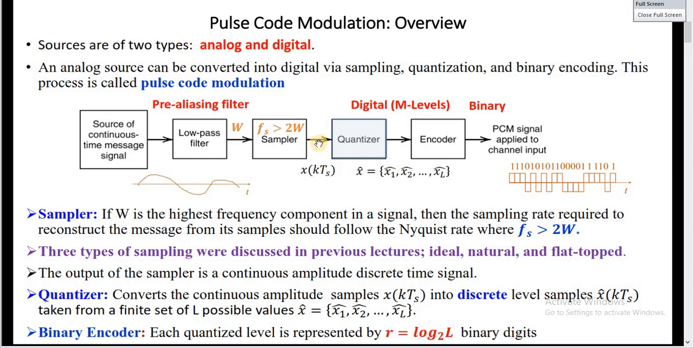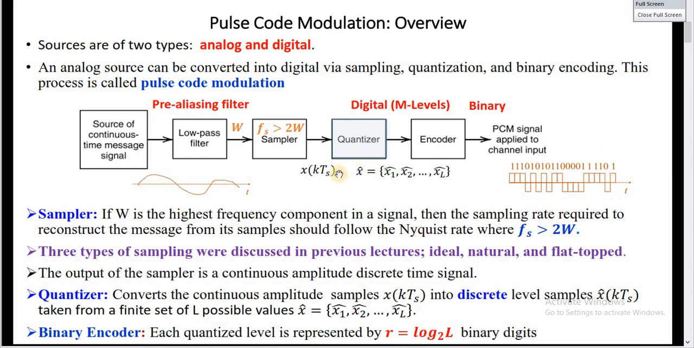Now, the output of the sampler is a continuous amplitude discrete time signal. The input to the sampler is a continuous time, continuous amplitude waveform. The output of the quantizer is a continuous amplitude discrete time waveform. The quantizer converts the continuous amplitude samples x(kTs) into discrete level samples x cap(kTs) taken from a finite set of L possible values, x cap equal x1 cap, x2 cap, and so on up to xL cap. So this is the focus of today's lecture.